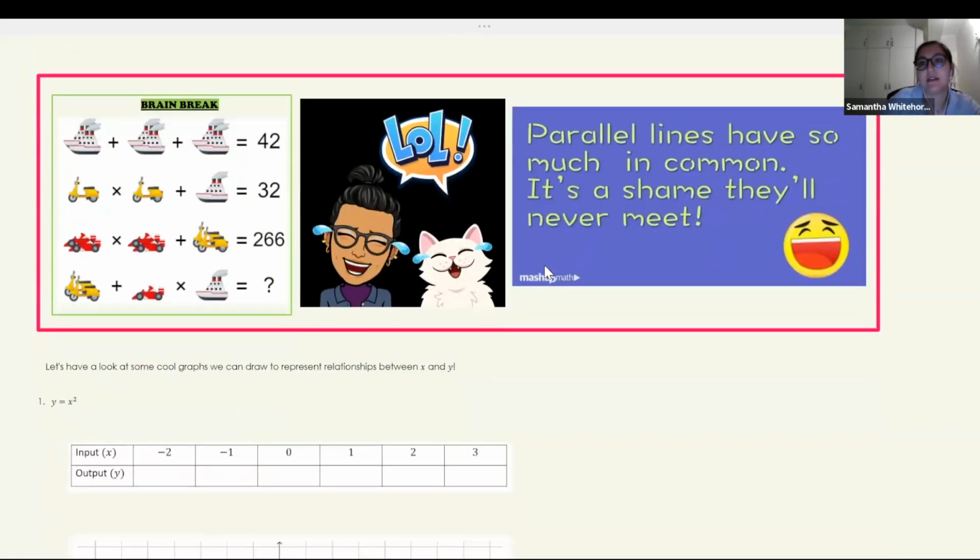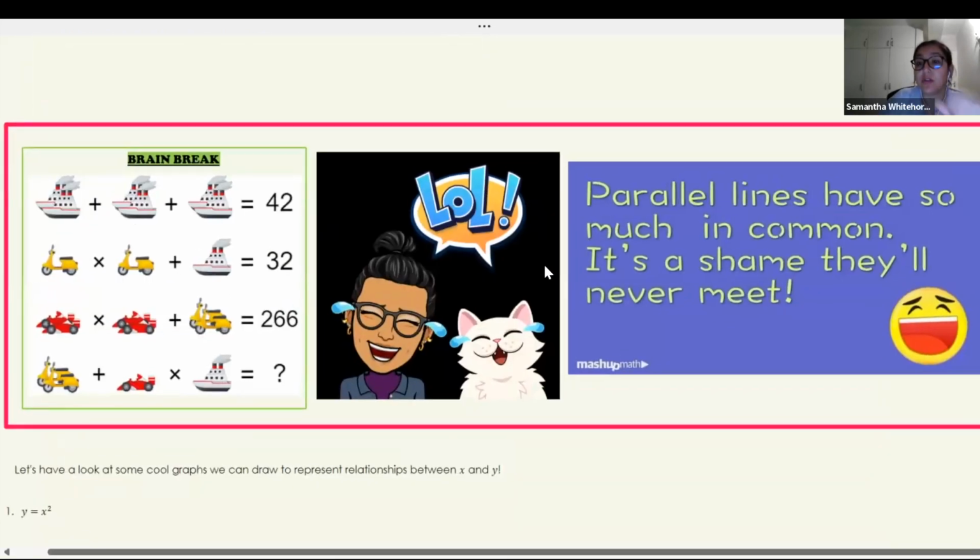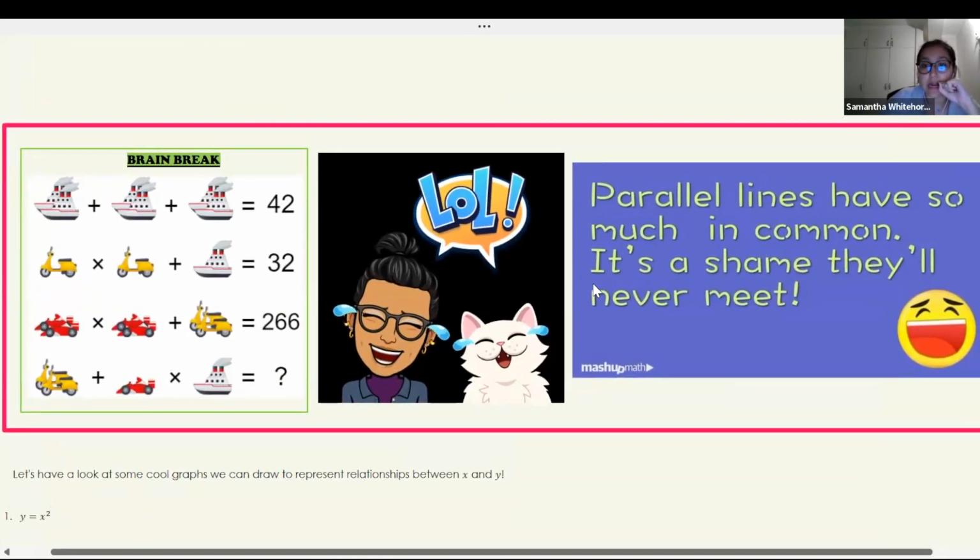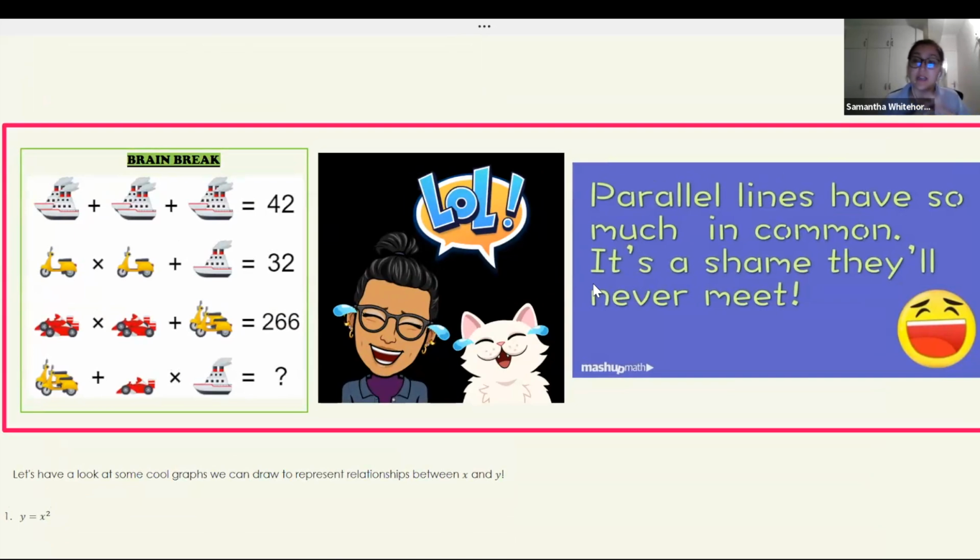Right. Brain break. For those of you that are new, a brain break is quite literally what it says. We just take a little break from the specific maths that we're doing in order to give our minds a rest, give our minds a chance to hopefully process everything that we've done. And then we carry on with the maths.